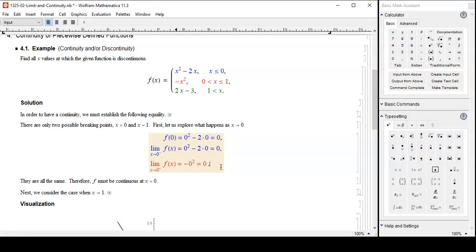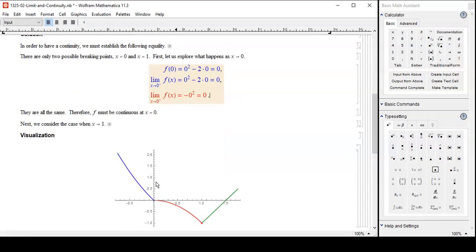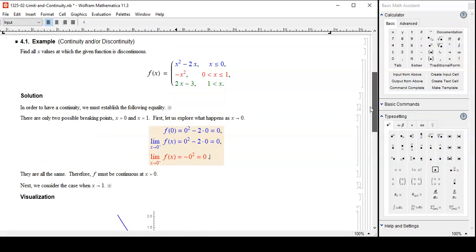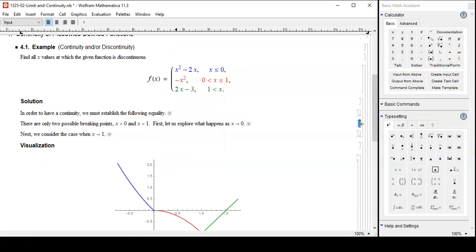There you go. And look at all those limit values. They're all the same. So the function value, f of 0, and the left-hand side limit, and the right-hand side limit, they're all the same. And the common y-coordinate value is 0. Look at this picture. They're all the same, so we have continuity, and the common y-coordinate value is y equal to 0. All right, we have continuity at x equal to 0.